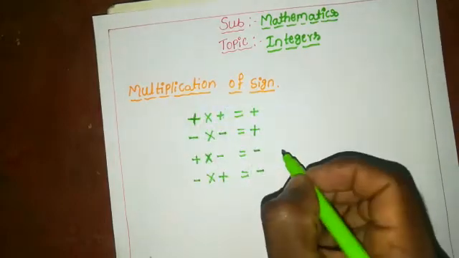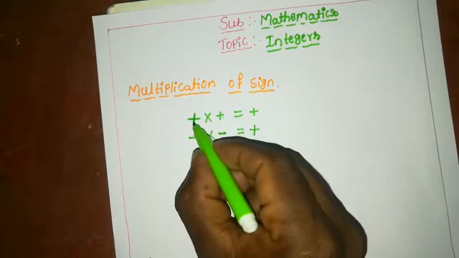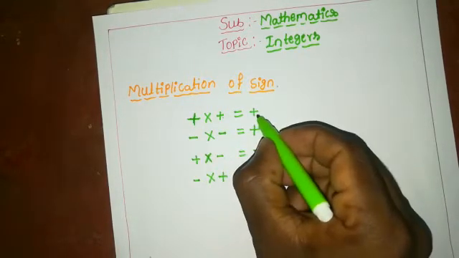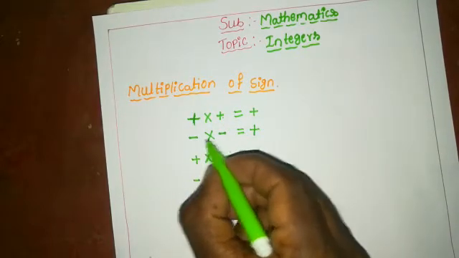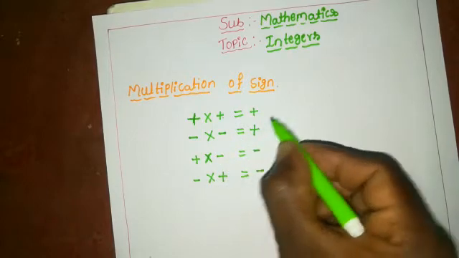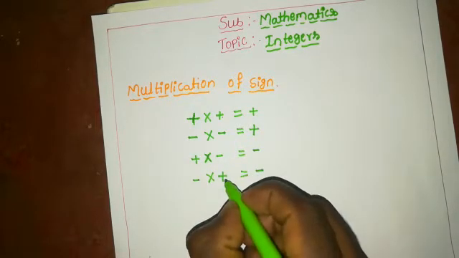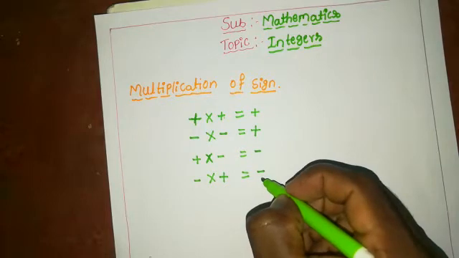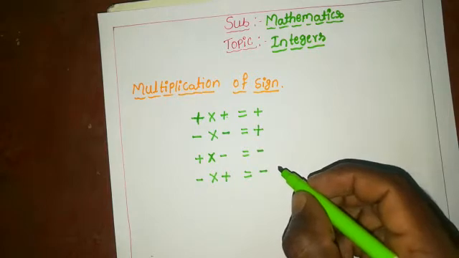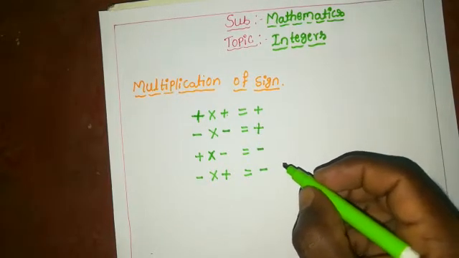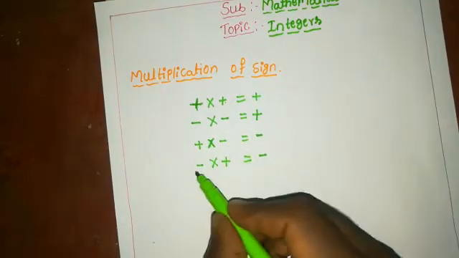Once again, listen here. When we multiply the same signs, two positive signs, we get positive, which means plus into plus is plus. When we multiply two negative signs, minus into minus equals plus. When we multiply opposite signs, plus into minus or minus into plus, in both cases we get minus. This is the multiplication of signs: plus into plus is plus, minus into minus is plus, plus into minus is minus, minus into plus is minus.